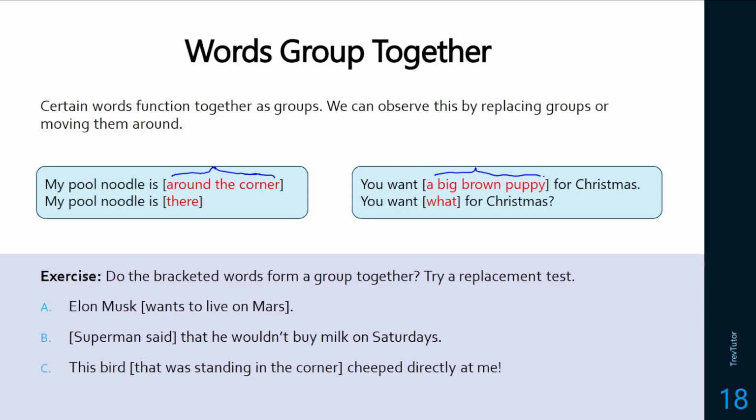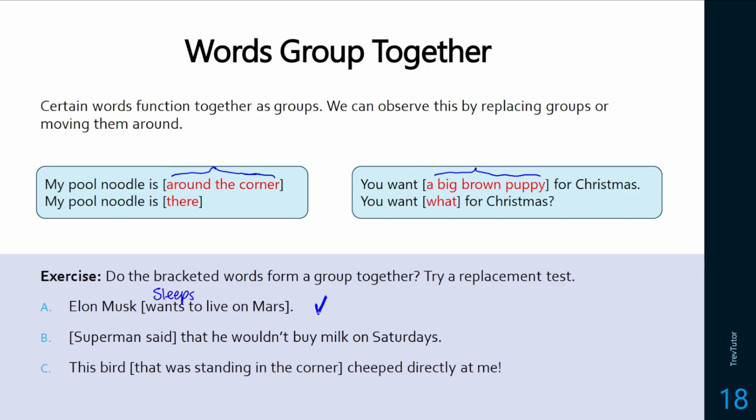So let's just try some. Elon Musk wants to live on Mars. Do you think wants to live on Mars is its own unit of words that function together? Well, we can do a replacement test. Let's replace it with a verb, like sleeps. Elon Musk sleeps. Fantastic, this works. So we can do a replacement test. This is a group of words that function as a unit.